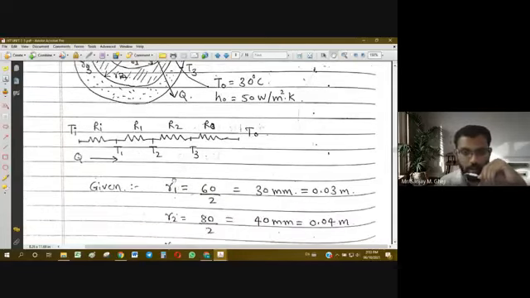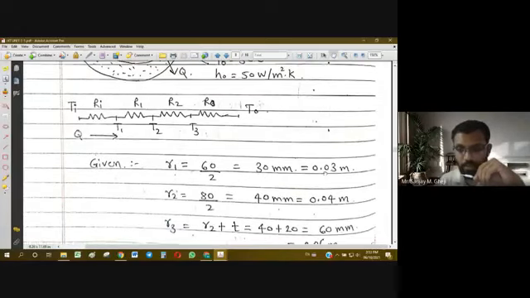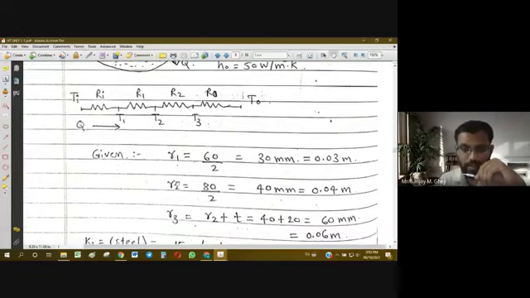Now let us say small r. Small r is used for the radius of the tube. So capital R symbol is for thermal resistance and small r is for radius. That difference you have to carefully note. So r1 equals the inner diameter 60 mm, so 60 by 2 is 30 mm, in meters 0.03 meter. Same way r2 equals 80 by 2, that is 40 mm, 0.04 meter.